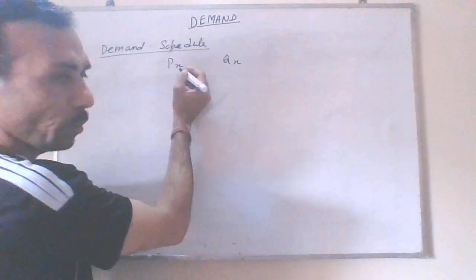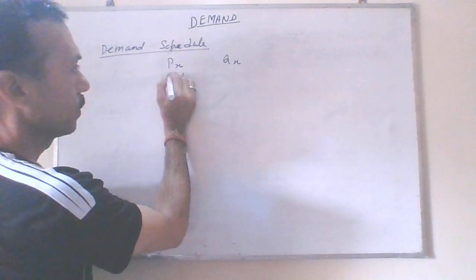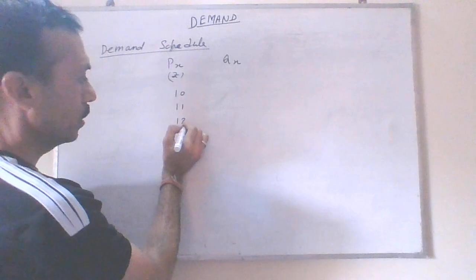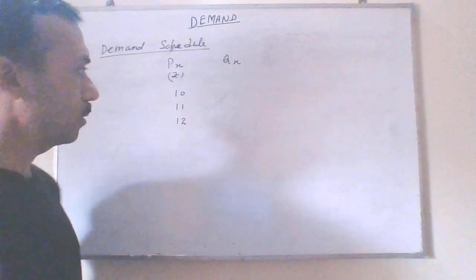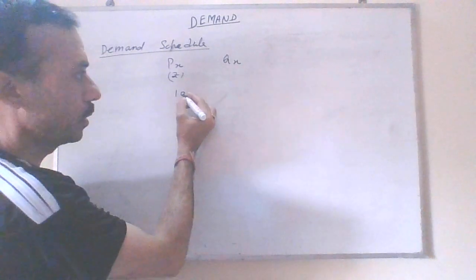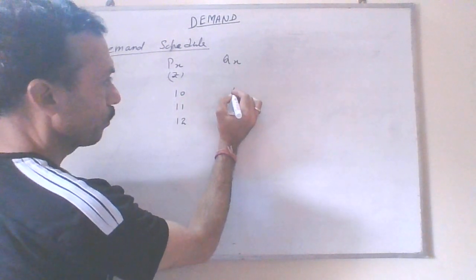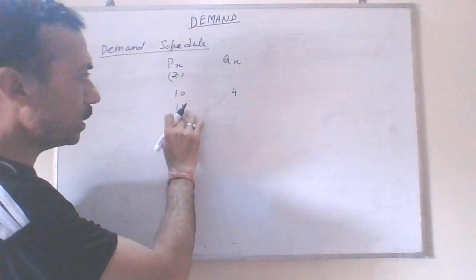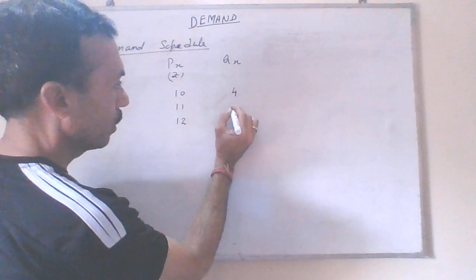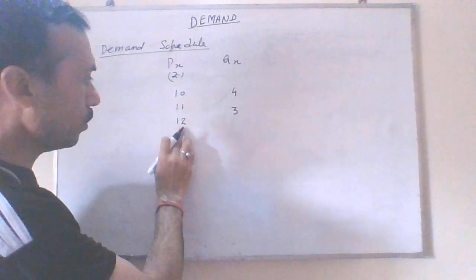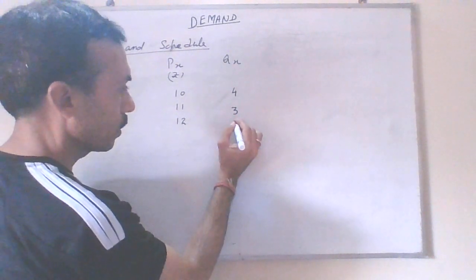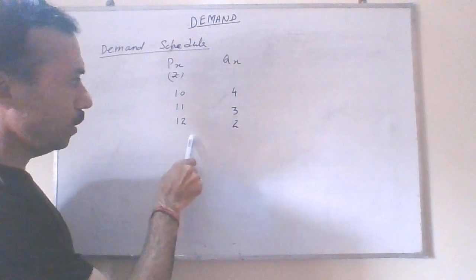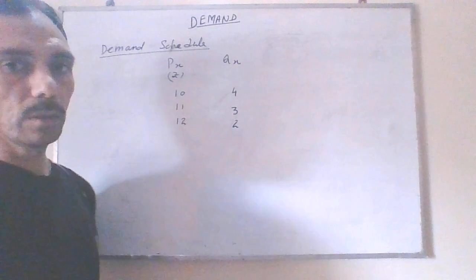So the price of the commodity is, say, rupees 10, 11, 12. When the price of the commodity is rupees 10 per unit, the consumer is willing to buy, say, 4 units. When the price is 11, the consumer is willing to buy 3 units. When the price is rupees 12, the consumer is willing to buy 2 units. So we can see that as the price goes up, the demand for such a commodity decreases.